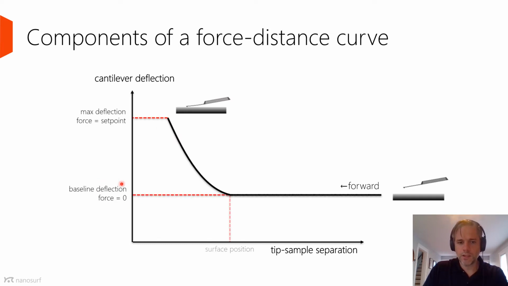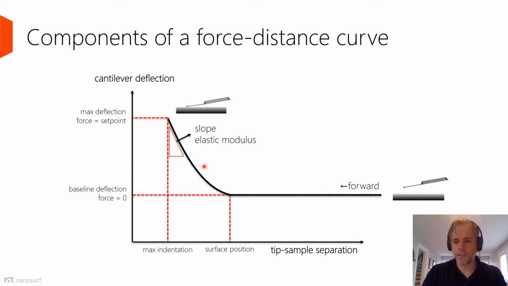Now, we can just take a look at baseline deflection. This is zero force. We can calculate the maximum force on the sample. This is what we set beforehand as the set point. We also know where the surface is, and how far into the material we indent, so the max indentation. In the in-contact region, we can calculate the slope, and from that, we can calculate the elastic modulus. Now, it's a little bit more complicated than that, and I'll get into the different models we can use right now.